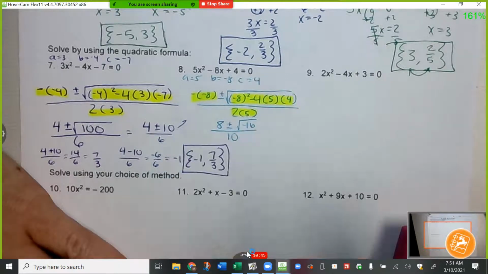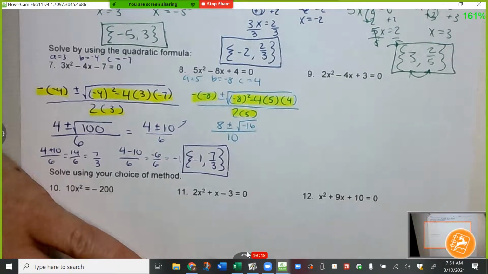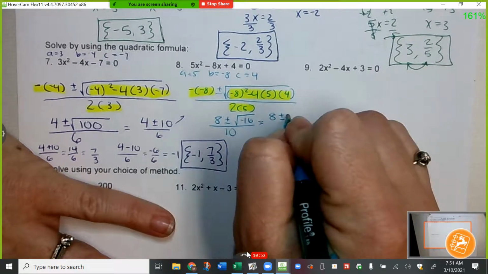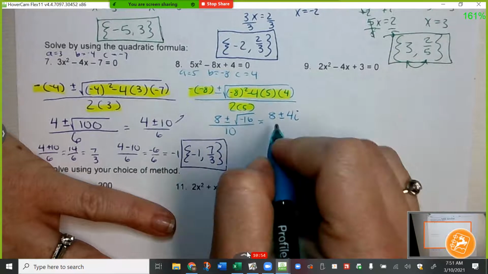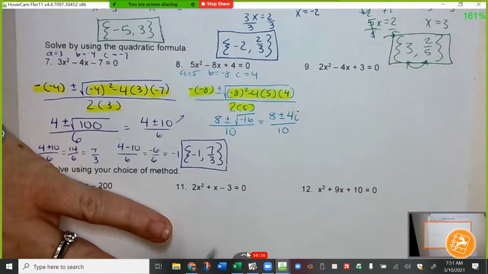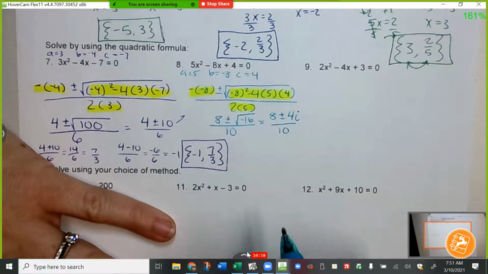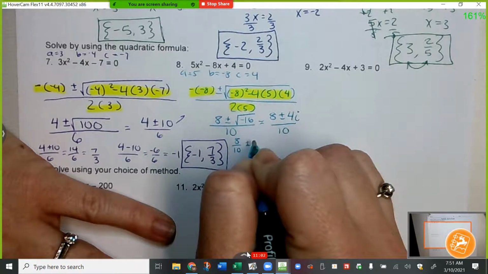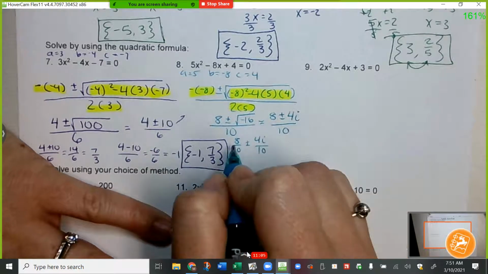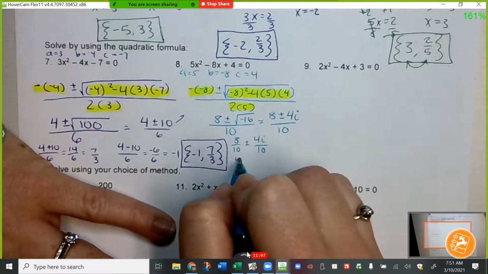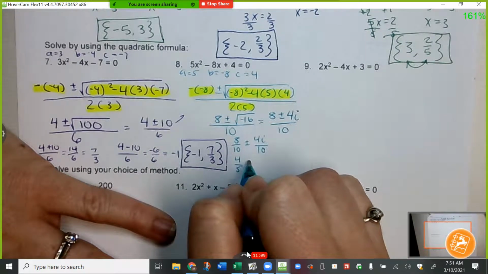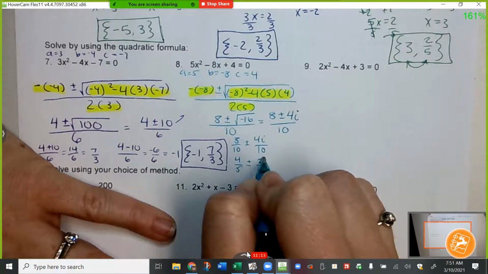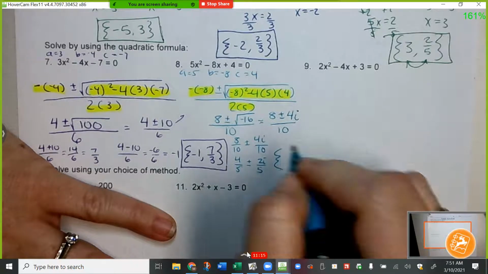Which 16 is a perfect square, but it's negative, so it's going to be i. So I get 8 plus or minus, square root of 16 is 4, but that negative becomes i, over 10. And this can simplify, so I'm going to separate and simplify. So I get 8 over 10 plus or minus 4i over 10. 8 over 10 becomes 4/5. Plus or minus, this becomes 2/5. And I'm going to separate.